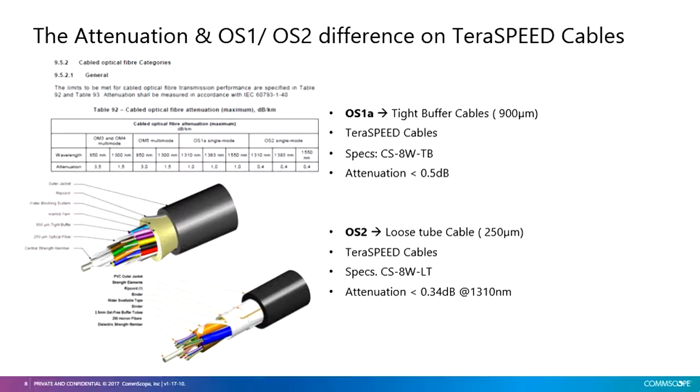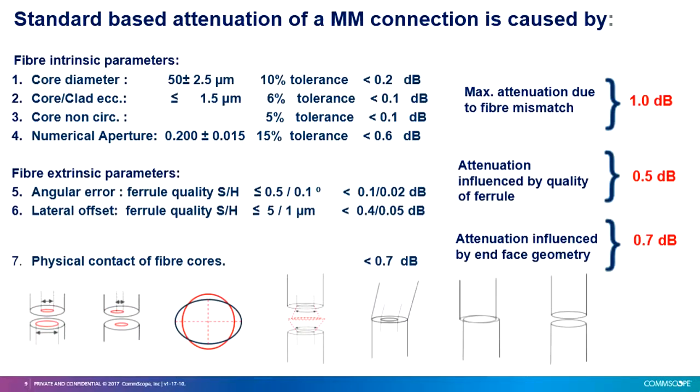In loose tube, we will talk about less than 0.34 dB at 1310. This is about the cable. There are some more parameters associated when we are going to make a link. One is the cable, the other one is the connector.